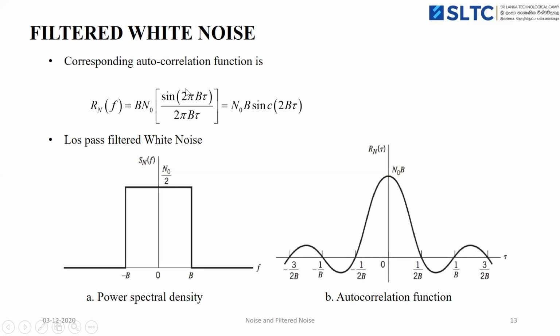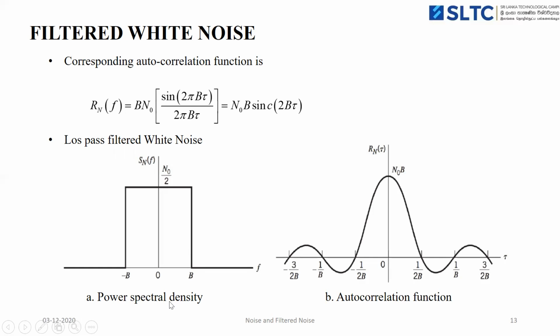To simplify this expression, we multiply both denominator and numerator by the bandwidth B. Now we can see this is something like sine pi x by pi x. So sine of pi 2B tau divided by pi 2B tau is equal to the sinc function. Therefore we can rewrite this expression as N0 B into sinc of 2B tau. So this is the autocorrelation function of the filtered white noise.